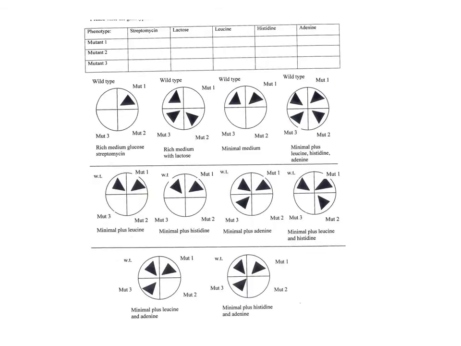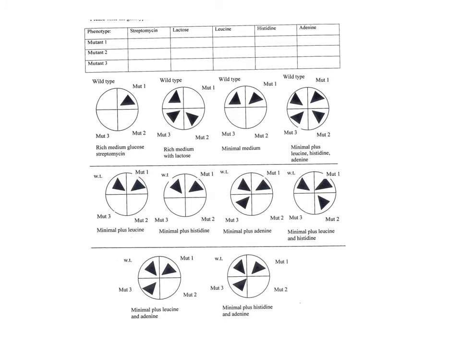Okay, now we're going to look at the worksheet. Here's our first worksheet having to do with auxotrophies and other things. What you have to do is fill in the table at the top by comparing the growth of these different mutant strains on the different types of media.